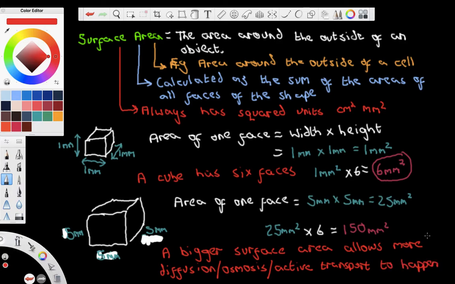So osmosis and active transport we haven't spoken about. We're going to be doing lessons on those. But for now, you just need to know that a bigger surface area allows for more diffusion, osmosis, or active transport to happen. Right then.